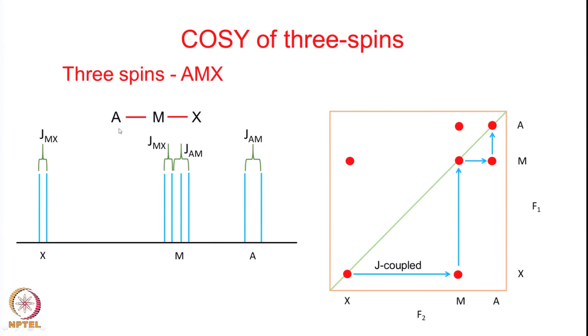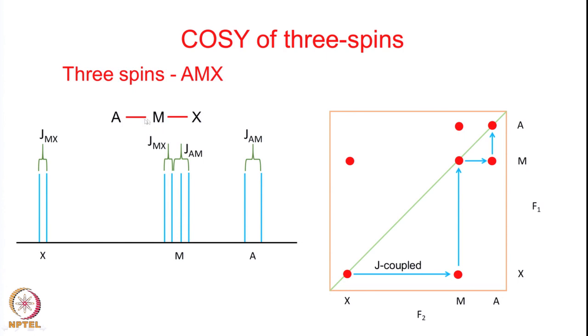So how will the one dimensional spectrum of this look like? We have just shown it by a stick diagram. So you see, with the different coupling constants, they can all have different coupling constants. The A spin will be a doublet because of coupling to the M spin, and that is indicated as a doublet here. And the M spin will be a doublet of a doublet because it has 2 couplings.